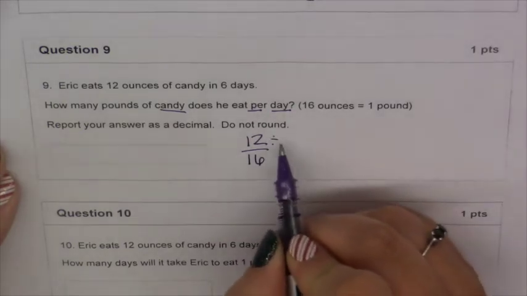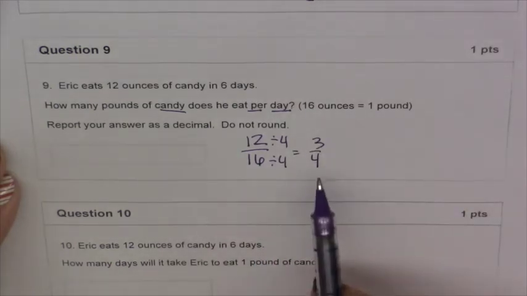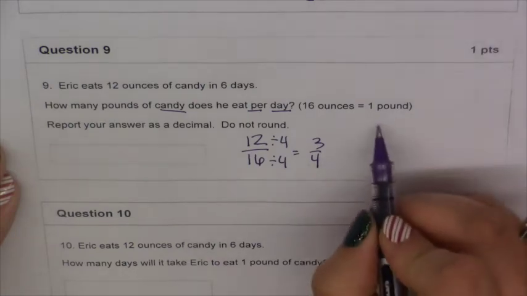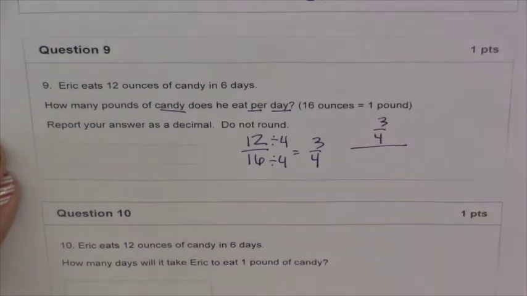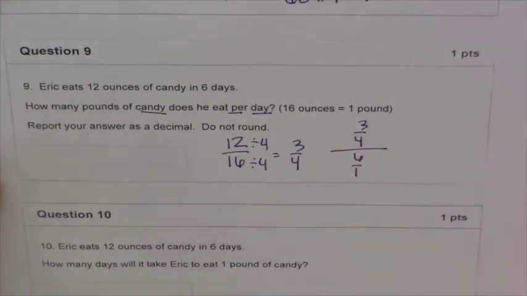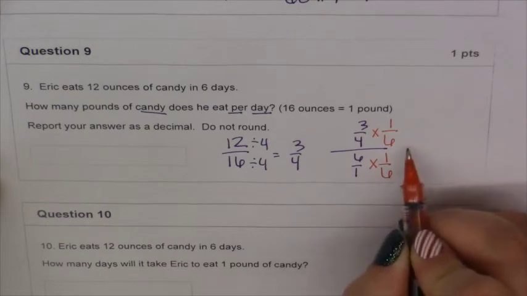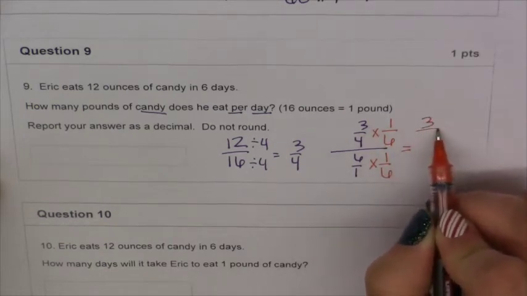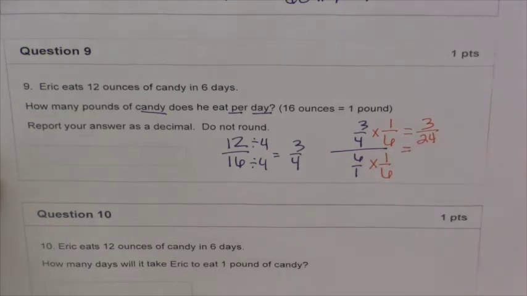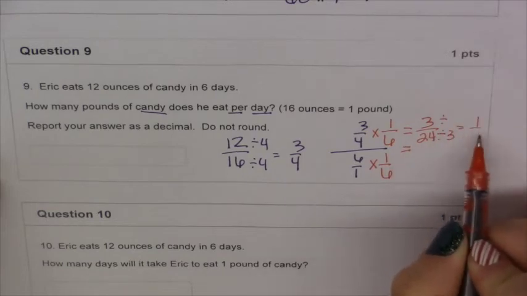So 12 over 16. Let's simplify this. So let's divide both by 4. We get 3/4. So we're going to do his pounds of candy, 3/4, and we're going to divide that by how many days, which is 6. In order to divide our fractions, we keep, change, flip. So we're going to change those. We're going to flip the bottom, so 1/6. And now when we multiply, we get 3 over 24. And then we need to simplify 3 over 24 and divide both by 3. We get 1/8.